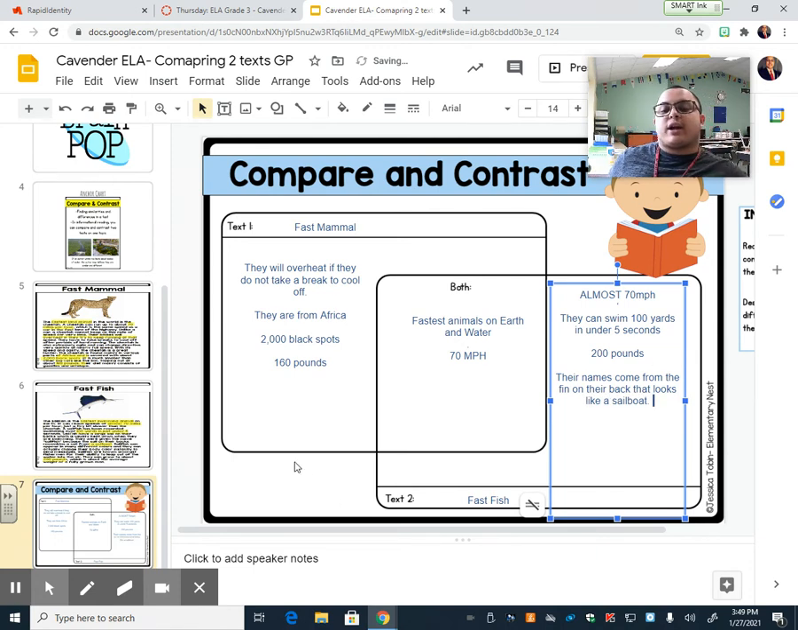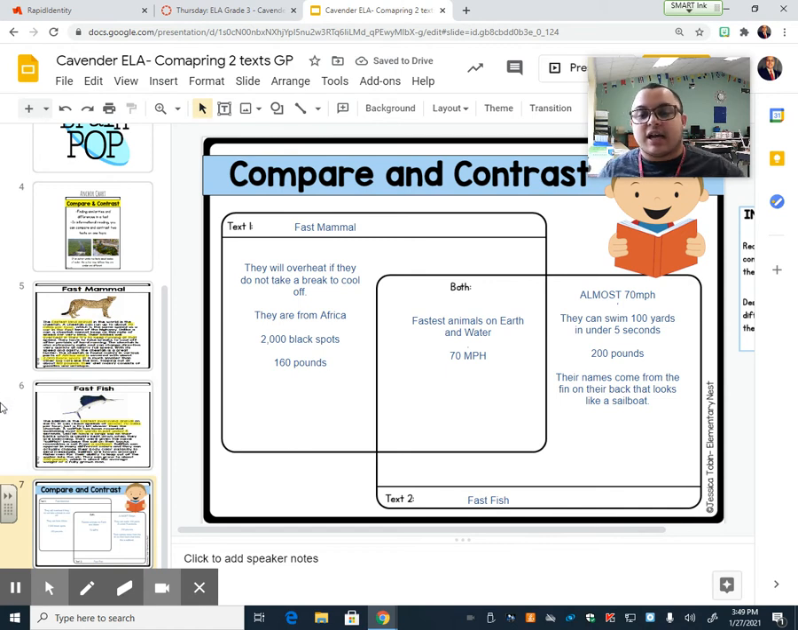So we just compared two texts on a topic of fast animals. They are different animals. One lives in the sea, one lives on land, but we just compared and contrasted those two to tell how they were similar and how they were different.